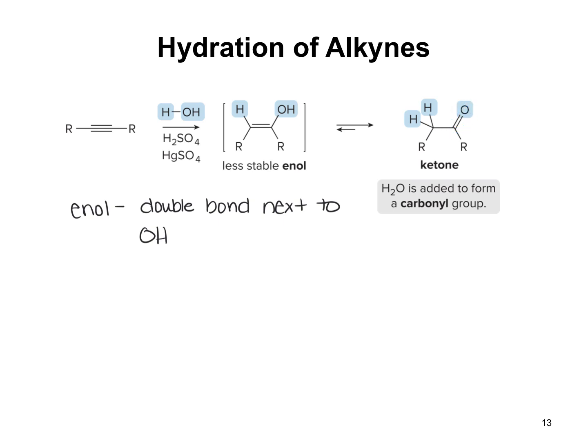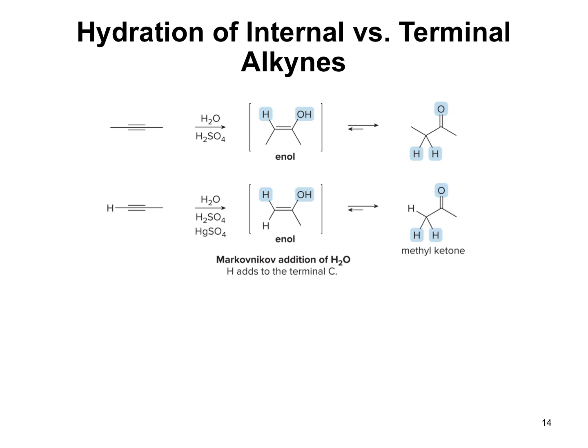Now, when it rearranges to the ketone, there's a carbonyl group. And what we see is that internal alkynes, right, when they go through this reaction, they are fine using a concentrated acid. There's an enol, there's a ketone, and they rearrange. When you have terminal alkynes, they generally are the ones that require the presence of a mercury catalyst, usually mercury sulfate, and that gives a methyl ketone. And that's a Markovnikov addition of water, where the hydrogen is going to add to the terminal carbon. There's already a hydrogen there. And so we rearrange into that methyl ketone.